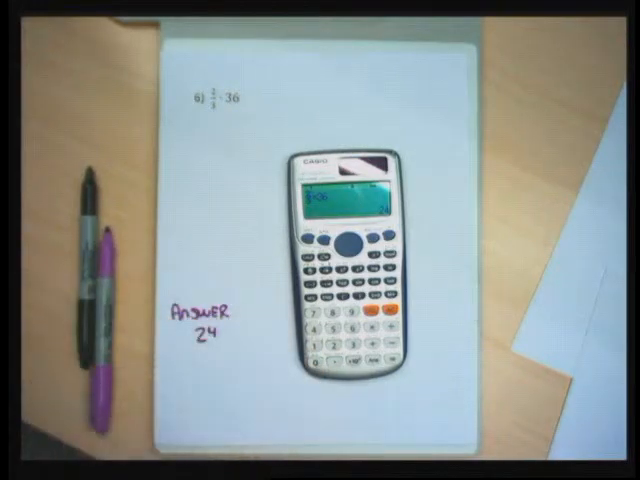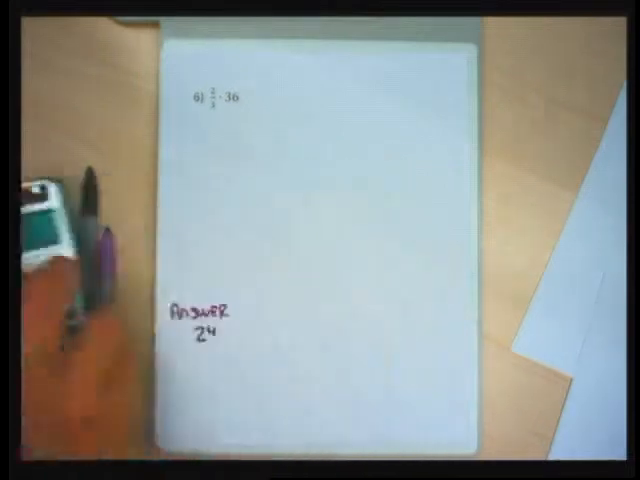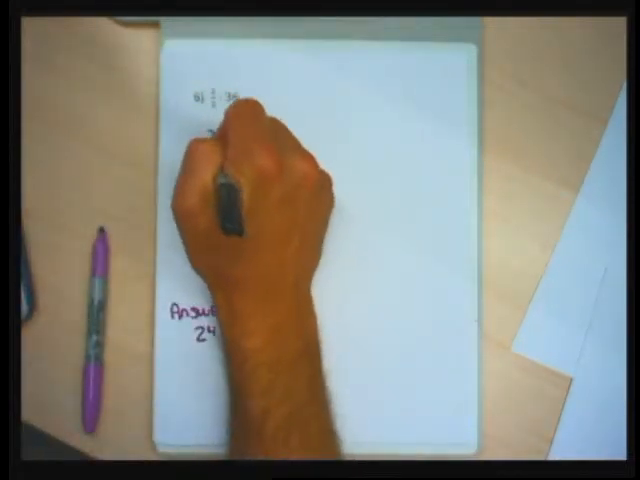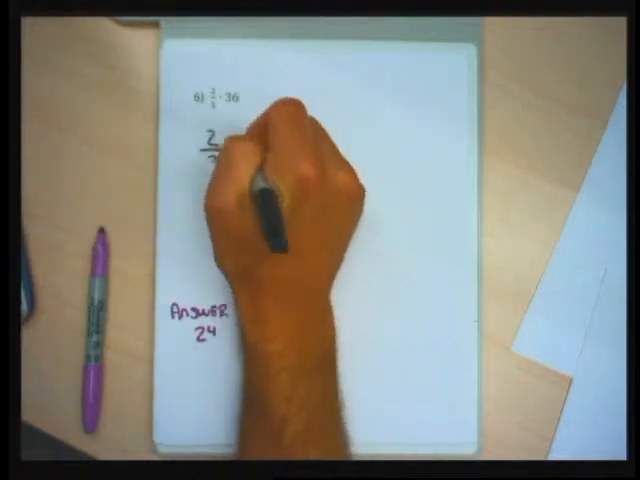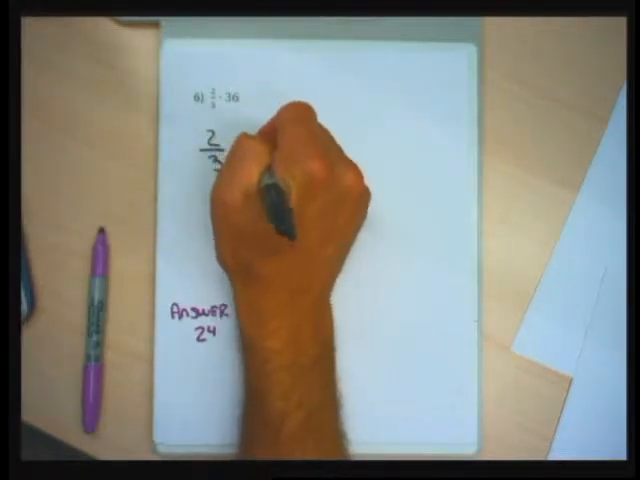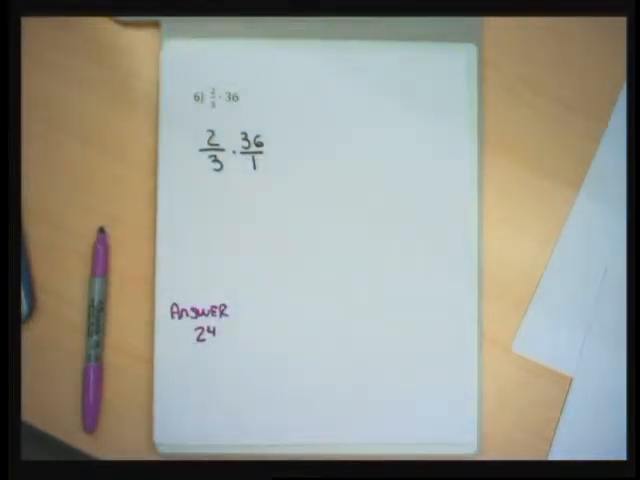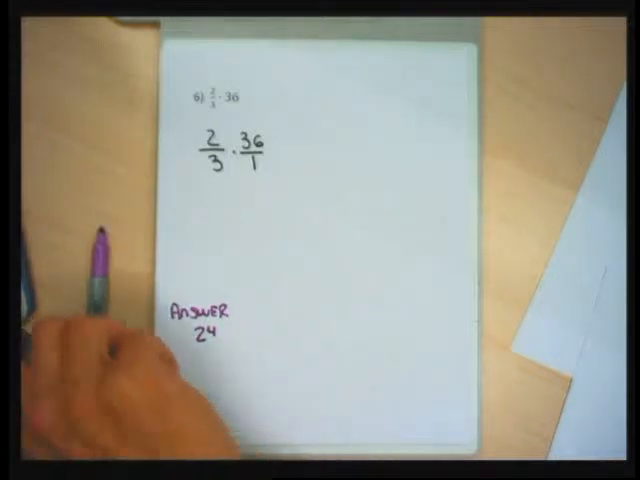And to get there, it's easier for me to cancel if on either side of the times sign I have a fraction. And I'm going to change the 36 into a fraction by writing it over 1, because any integer can be made into a fraction by just writing it over 1. Now I'm ready to cancel.